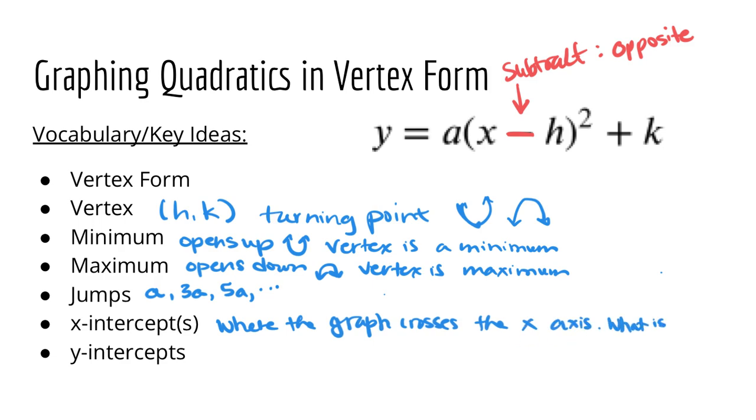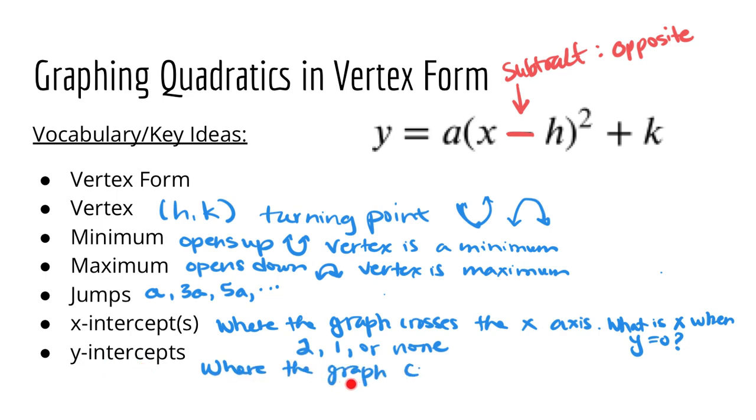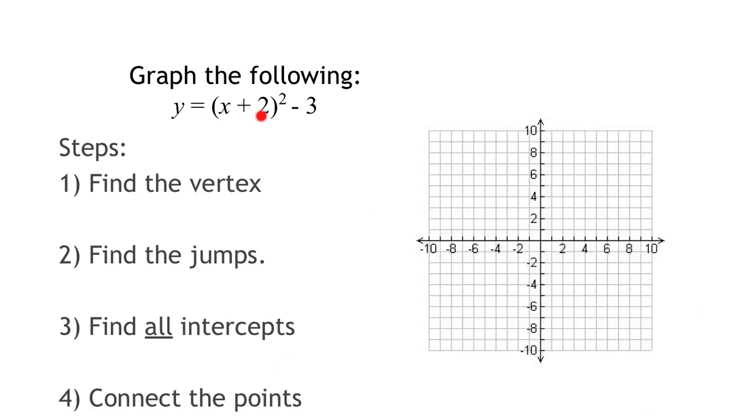And what you think about is, what is the x value when y is 0? And there can be 2, 1, or no x-intercepts depending on how that U-shape goes. The y-intercept is where the graph crosses the y-axis. And the question that you think about is, what is the y value when x is equal to 0? And there's exactly one of those. Let's look at an example.